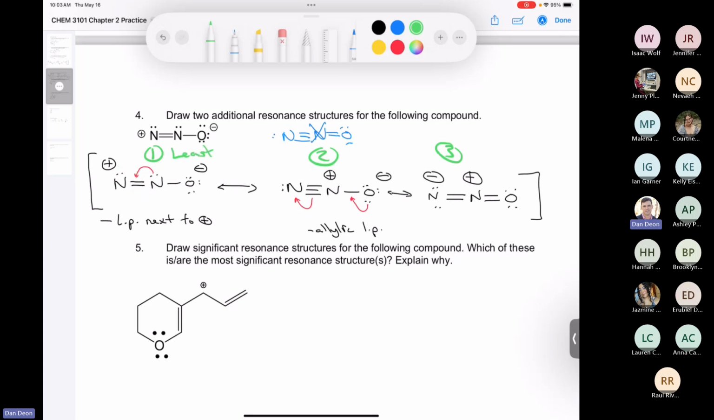The reason that number two is going to contribute the most is because everybody has an octet. In number three, everybody's got an octet as well. But what's the difference between 2 and 3? In 2, the negative charge is on the more electronegative element. So this one is going to contribute the most. So number 2 will contribute the most, 3 is somewhere in the middle, and then number 1 is going to contribute the least.